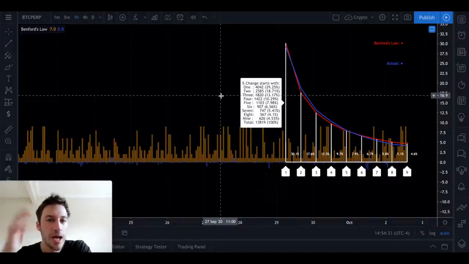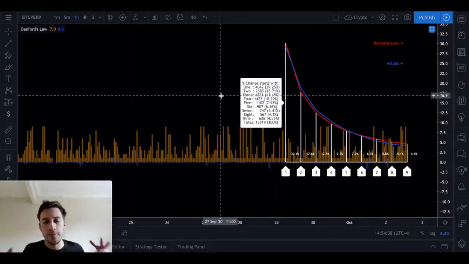Yeah. So what I've thought is, what if we were to look at a bunch of coins on the 1 hour time frame? What if some coins really deviate from Benford's law?